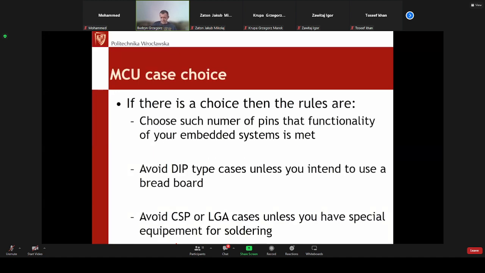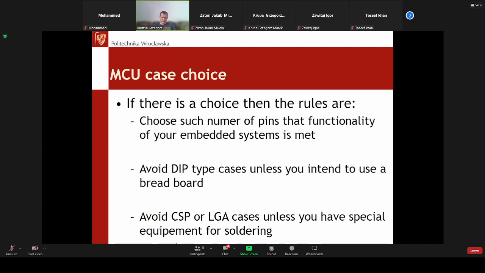Case choice. Something that could be done a bit earlier, but can be done at this stage as well. So basic rules, according to me. Choose such a number of pins that the functionality of your embedded system is covered. So we should choose a case that is large enough to include all the functionality that needs to be delivered. And naturally avoid DIP cases unless you intend to use a breadboard. For the breadboard, DIP cases; for all the others, not really. The DIP cases are huge today.